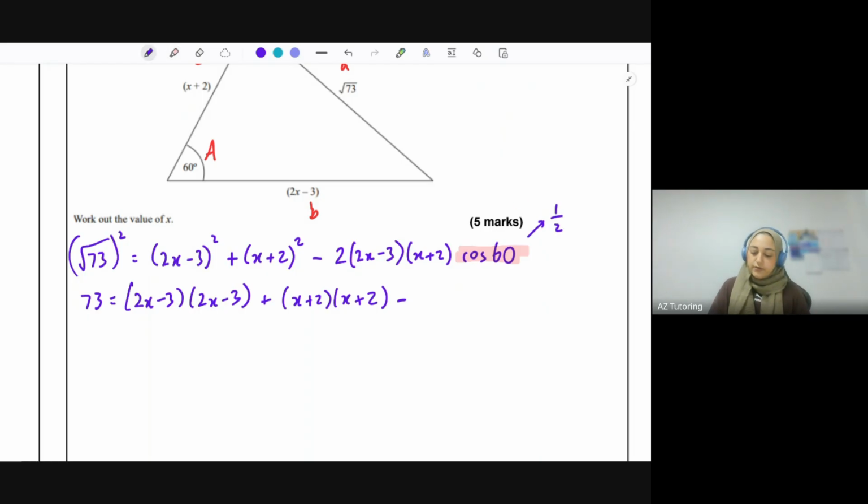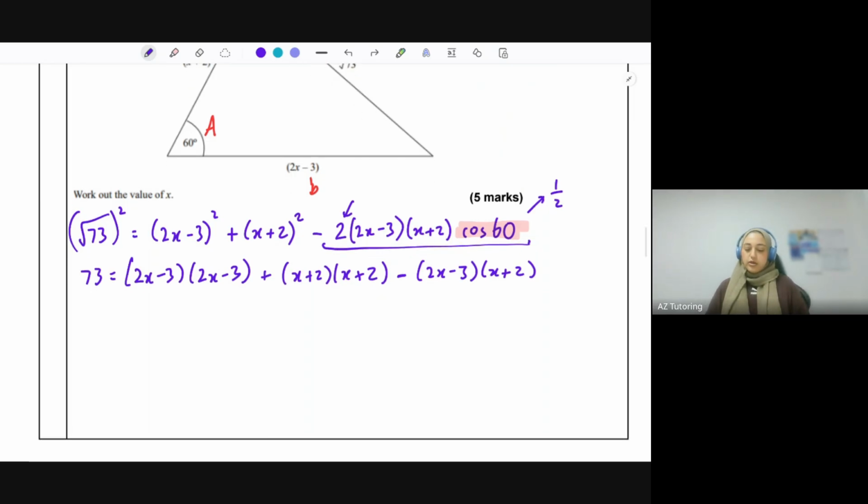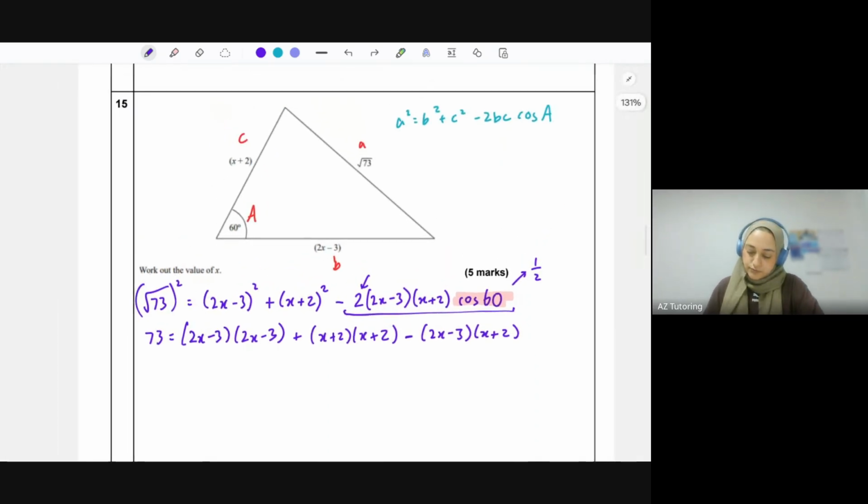And I've got a half times 2. So I'm working out all this, simplifying all this together. A half times 2 is just 1. So I don't really need to write a 1 here because of the rest that I'm dealing with. I'm just left with minus 2x minus 3 times x plus 2. Because 2 times a half gives me 1, it's a bit redundant to write that down. You can write it down if it helps you with your working out, but you don't really need that 1 there. Okay, so now we're expanding.